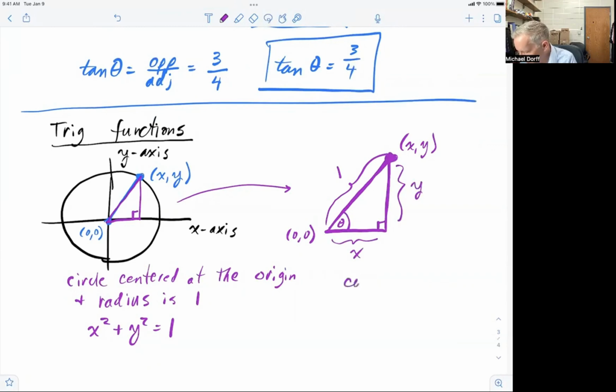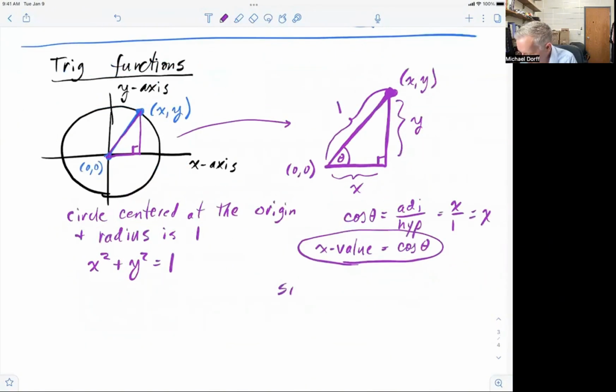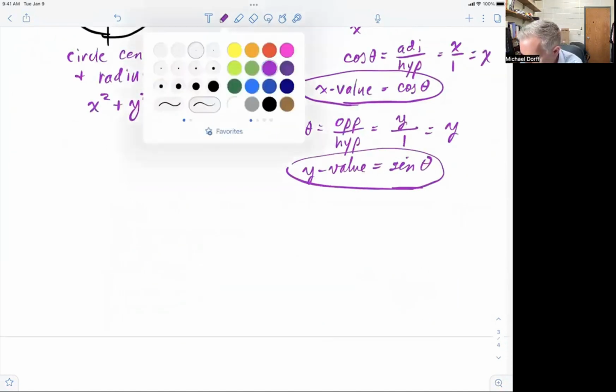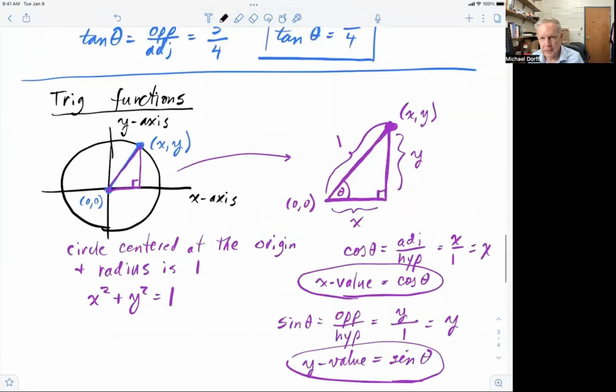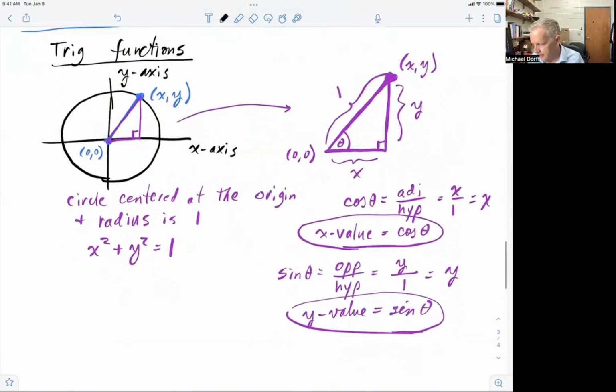I could say the cosine of theta, which is the adjacent over the hypotenuse, equals x over 1, because the adjacent has length x and the hypotenuse has length 1, and so that equals x. So the x value equals the cosine of theta. Sine of theta is opposite over hypotenuse, which is y over 1, and so we get y. So the y value equals the sine of theta. So that's how we can connect circles with right triangles, and that leads us to the trig functions.